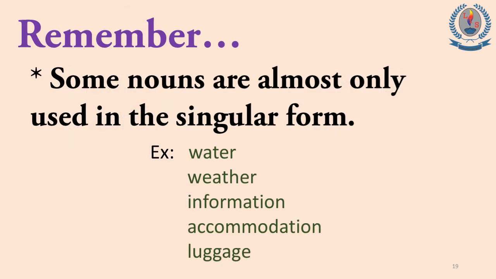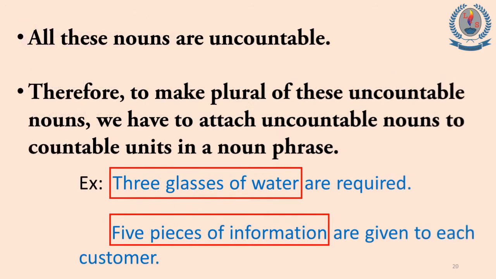Remember children, some nouns are almost always only used in the singular form. Look at these examples. Water, weather, information, accommodation, luggage. They are always used only in singular form. Did you notice all these nouns are uncountable?